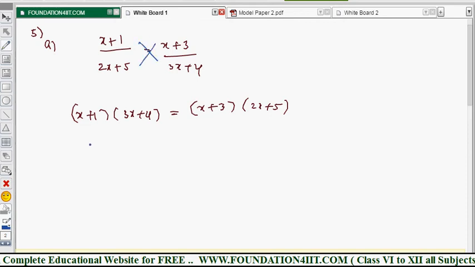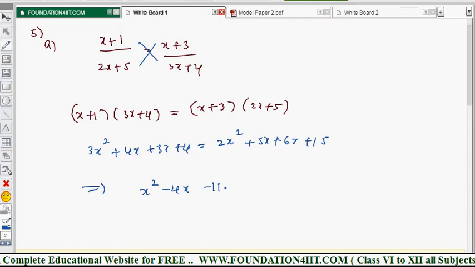Then we can simplify this. On simplifying we will get x into 3x, so 3x square, plus 4x plus 3x plus 4, simplifying each and everything. Then 2x square plus 5x plus 6x plus 15. Take the x terms to one side, and if you simplify, then you'll get x square minus 4x minus 11 is equal to 0. Taking x square terms, x terms and constant to one side, you'll get this.